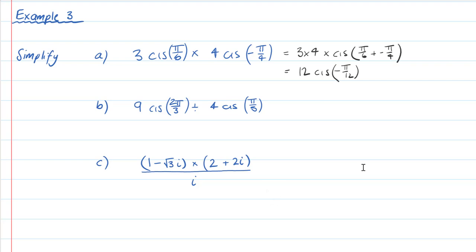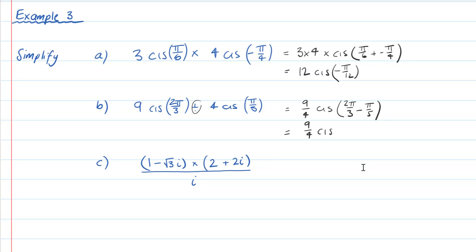B, we've got a division. Now division works in exactly the same way, except we do the opposite thing. So this will be equal to 9/4. We divide the moduluses and we subtract the arguments, 2 pi on 3 minus pi on 5. There's not much we can do with that division, so I'll just leave it as 9/4.